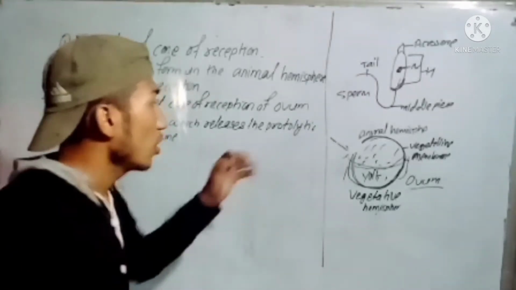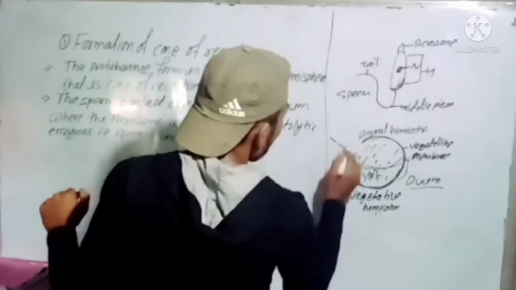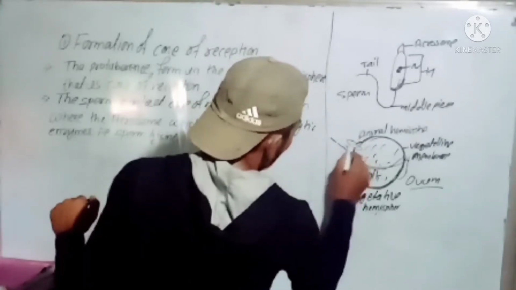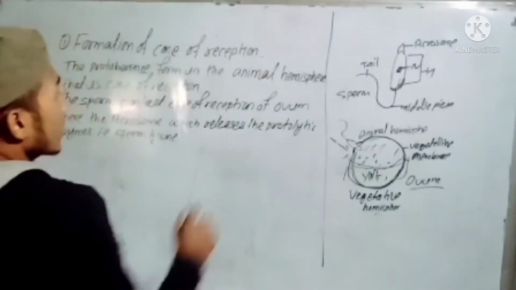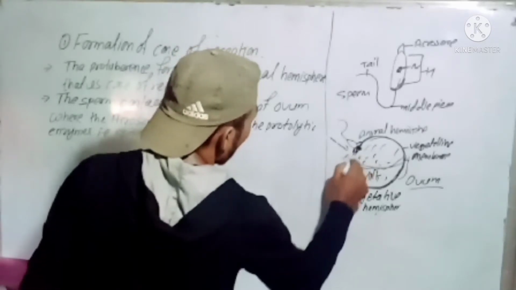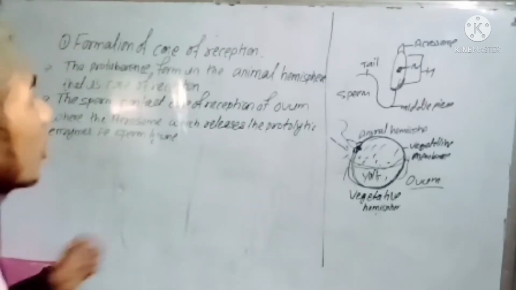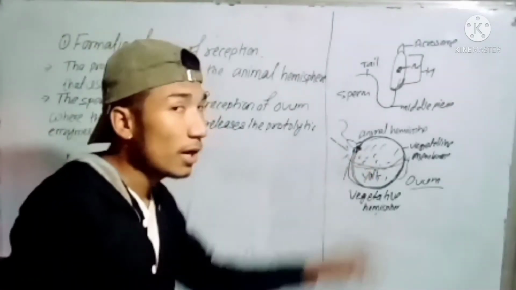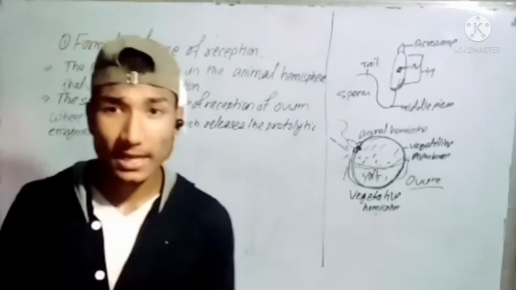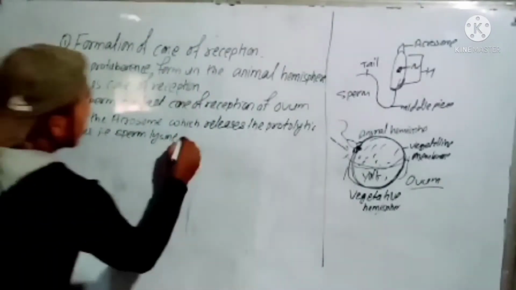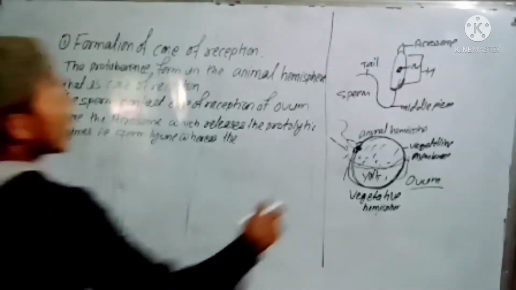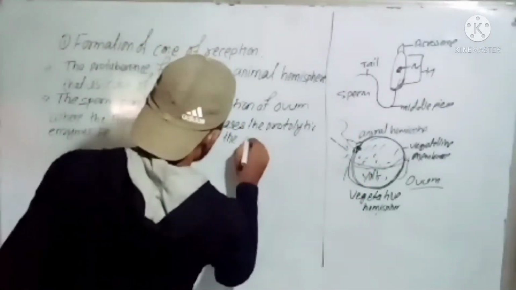First of all, the head of the sperm contacts this protuberance-like structure, which is called the cone of reception, at the animal hemisphere of the ovum, and the acrosome releases the proteolytic enzyme, the sperm lysin, and by it the membrane becomes dissolved.